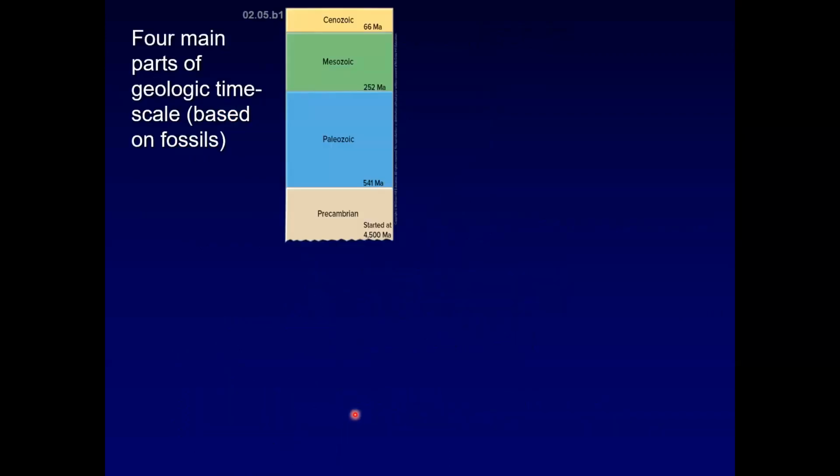Let's get into the geologic time scale. Now there's 4 main parts of the geologic time scale, which is based on the appearance and disappearance of fossils overall. The Precambrian, we start at the very beginning. 4,500 MA means 4,500 million years ago, or 4.5 billion years ago. That was before we had living things with shells and hard parts.